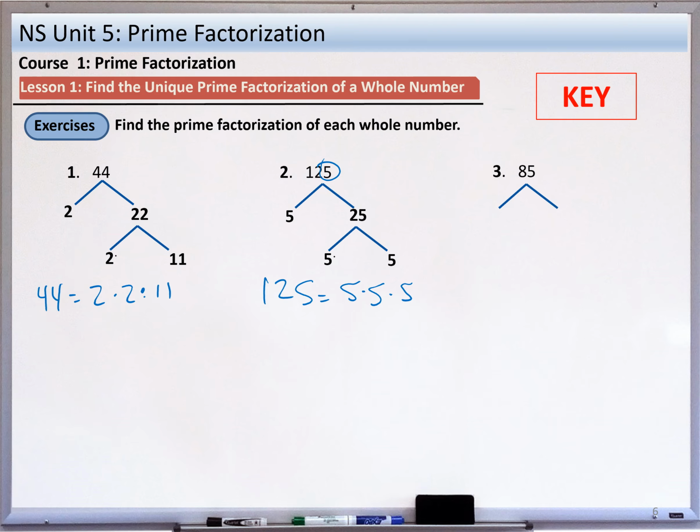And the last one will break these lessons up. The prime factorization of 85, again, I have a 5 in the ones place, so I can divide by 5, and 5 is prime, so we're good. 5 times 17 is 85, and 17 is also prime, so our prime factorization of 85 is 5 times 17.